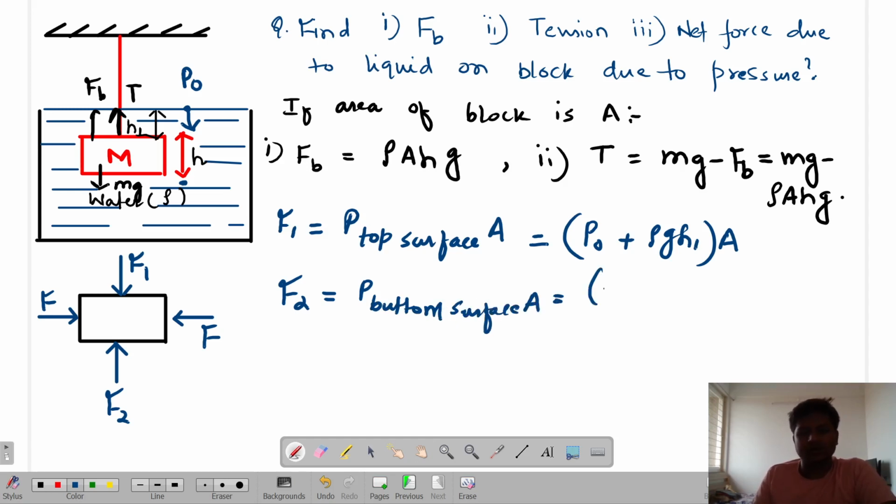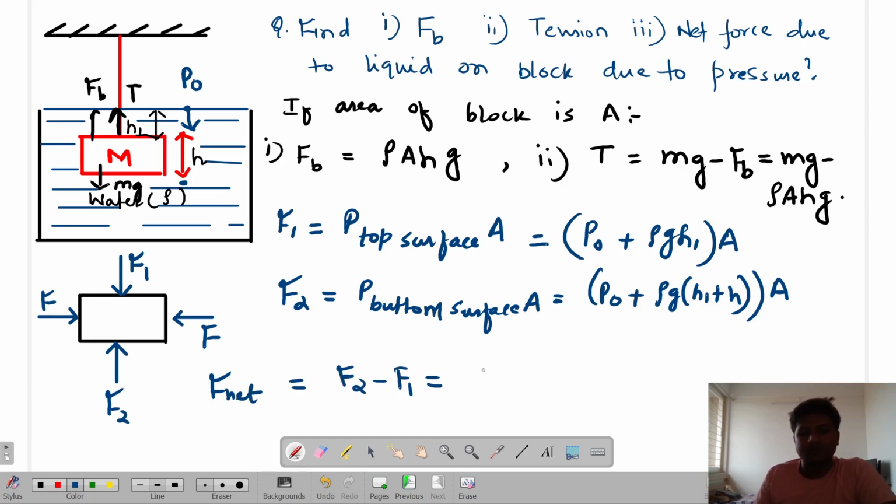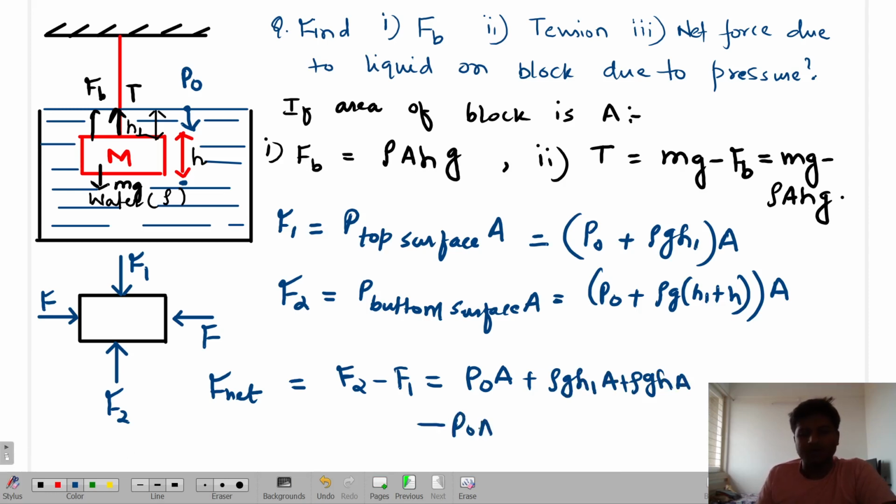So it is P naught plus rho g h1 plus h due to the water column, into area, isn't it? So net force due to these pressures is F2 minus F1, which is equal to P naught A plus rho g h1 A plus rho g h A minus P naught A plus rho g h1 A.